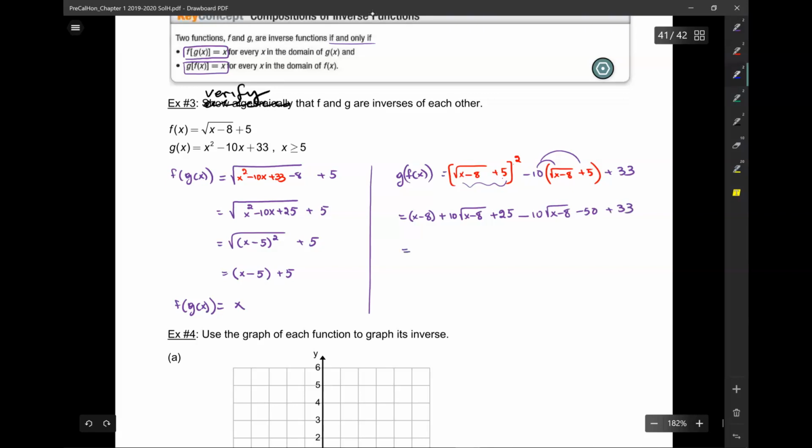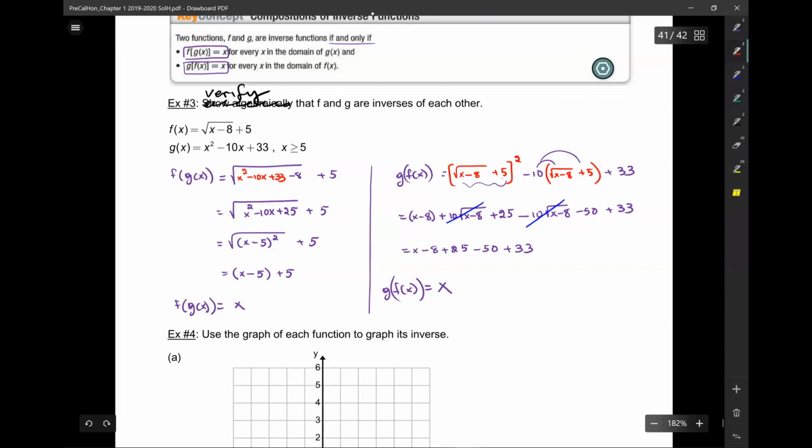Okay. Positive 10 root x minus 8, negative 10 root x minus 8 go away. So I have x minus 8 plus 25 minus 50 plus 33. All right. So 25 plus 33, 58. Minus 8 is 50. So all of that goes away. So now I have g of f of x is equal to x.